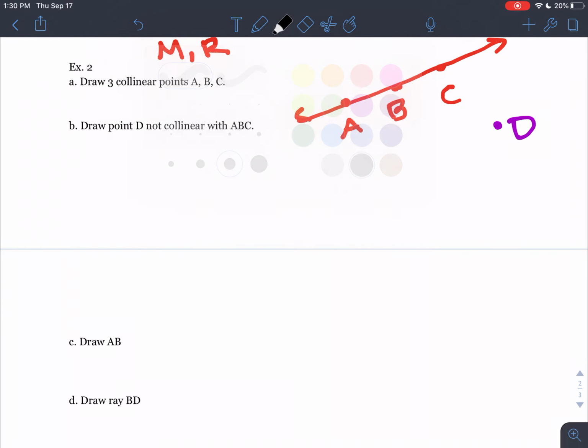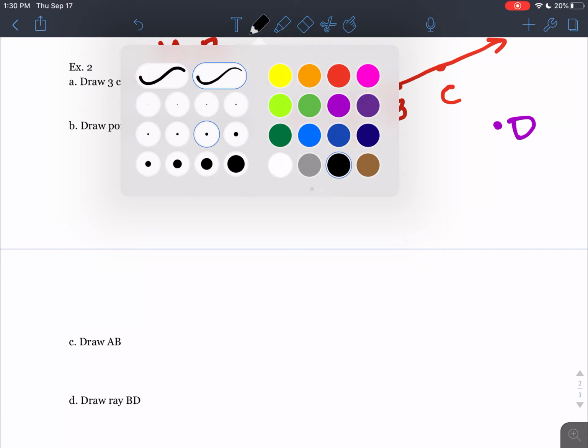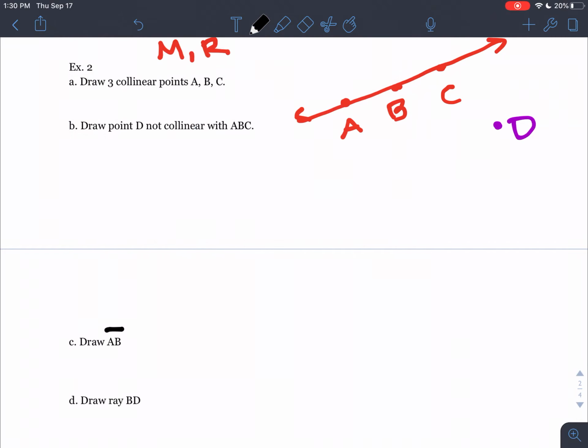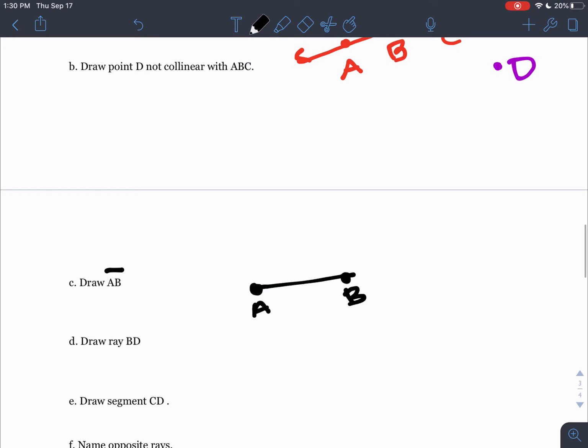Now in this example, if we had a line above this, it's asking you to draw a line segment AB. That means I have to have a beginning and an end. If it had said draw AB with arrows, that means I would have had it extend on forever, but it didn't. It asks for just the segment.